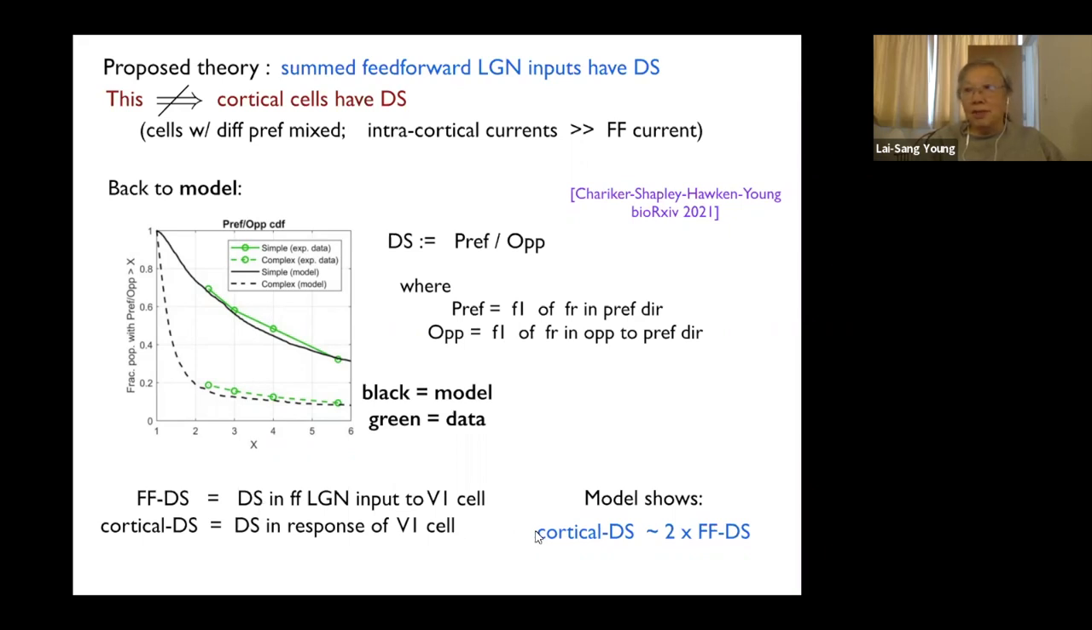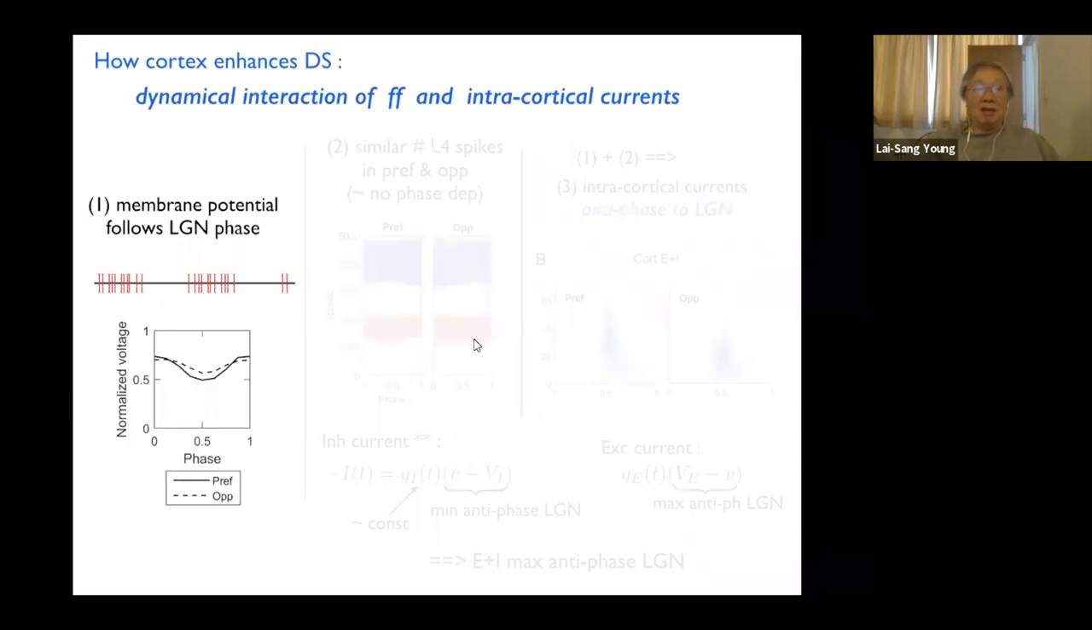But the model shows it's different. It's the opposite. Cortex magnifies the feedforward DS. So that requires an explanation. Half of your neighbors prefer one side, half of them prefer the other side. How come you put it all together and it gets magnified? Okay, so this is something that really requires a mathematical explanation. And so here it goes.